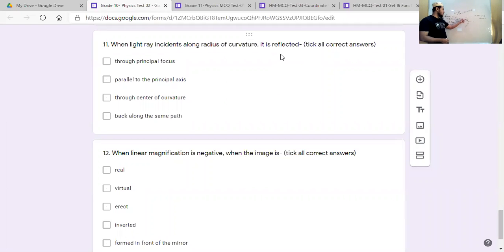Why is this like this? Because this is radius, right? From center to the circle, any point you connect, that will be radius, and radius is perpendicular to the tangent drawn at that point, right? So perpendicularly, if it is the incidence, then it will be reflected back perpendicularly itself, right? Okay. So here we can say through principal focus, no. Parallel to principal axis, no. Through center of curvature, yes. And back along the same path, yes. Okay, so the last two will be correct answers.